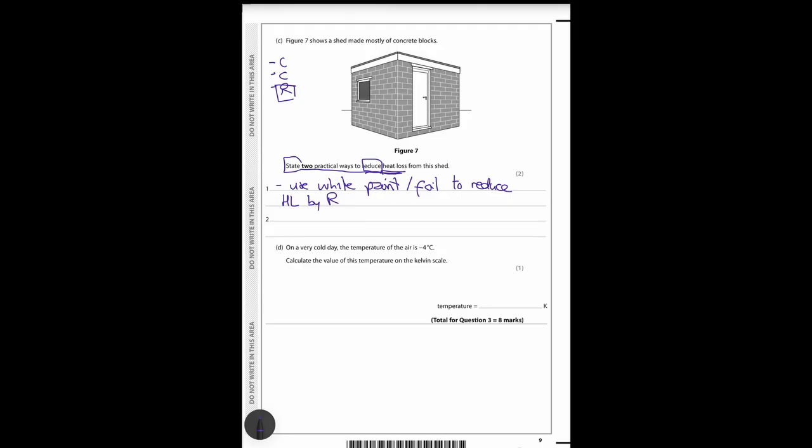Okay, so the main things that I can be using are double glazed windows or draft excluders or extra insulation or anything like that. So either of those are going to be fine. So insulation, draft excluder, and I'm not going to write all of them, but any of those things are going to be fine. Double glazed windows, I said as well.